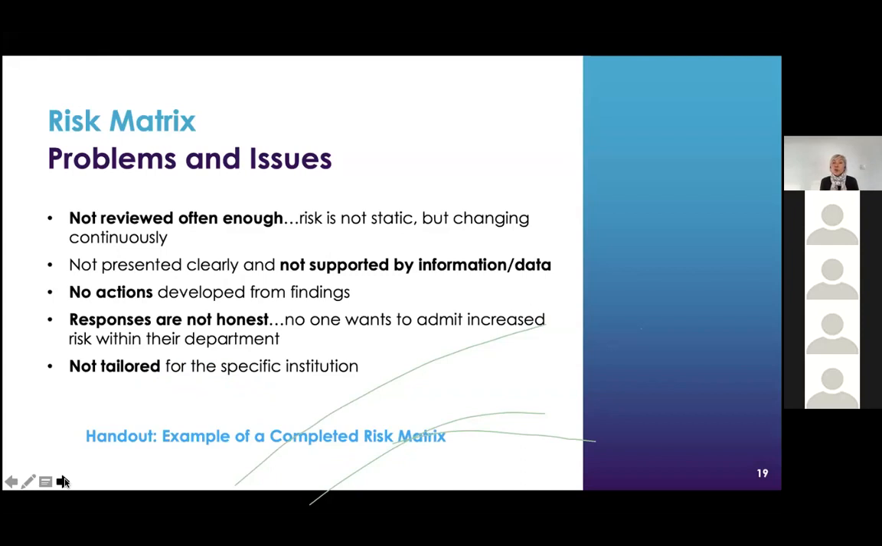And as I said, you're going to get a copy of a completed risk matrix that I did and that I worked on with an institution. It's very detailed. You don't have to have it as extensive as the one that you see, but some sort of matrix will help you think about the overall risk, especially operational risk of your institution.